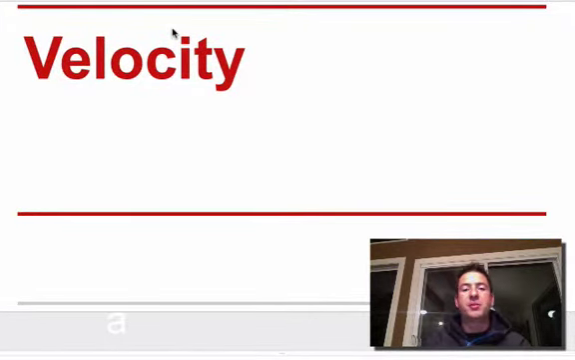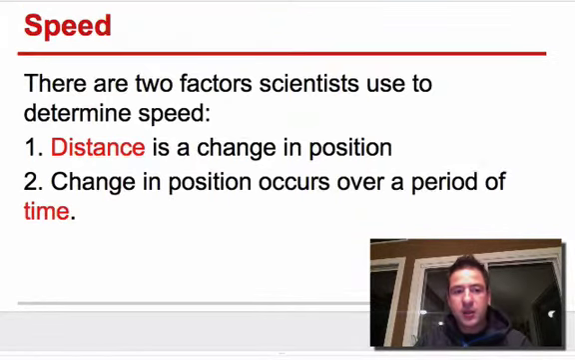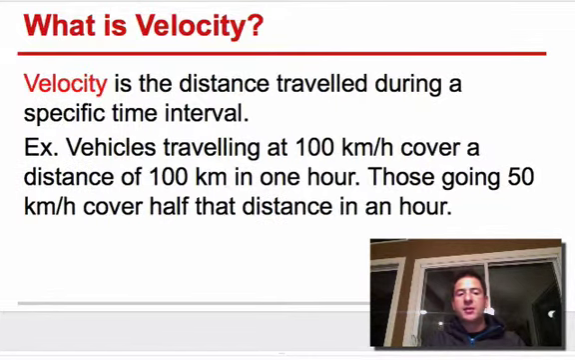Today what we're going to be talking about is velocity. So A, we're going to define velocity, and B, we're going to calculate velocity. First we need to know about speed. There are two factors scientists use to determine speed. One, distance, which is a change in position, and the second is time. The change in position occurs over a period of time, so we're going to use those two things to calculate it.